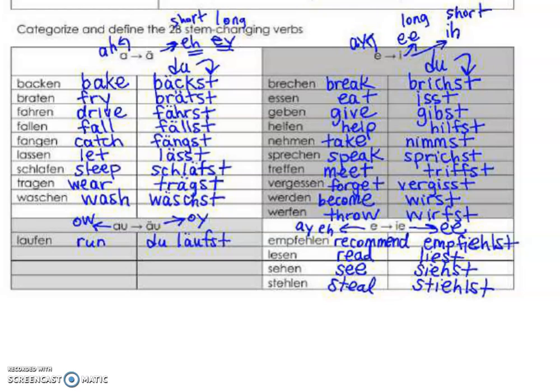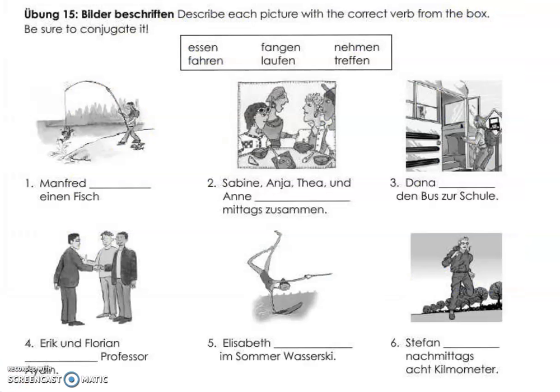Let's try some examples in some sentences and see how well we do with filling in the correctly conjugated irregular forms of the verbs. So up in the word bank above, we have essen to eat, fangen to catch, nehmen to take, fahren to drive, ride, or travel, laufen to run, and treffen to meet. So in the first picture, we have a picture of Manfred, and it looks like he's catching a fish. So if we want to fill in that blank with the correctly conjugated form, we determine what our subject is.